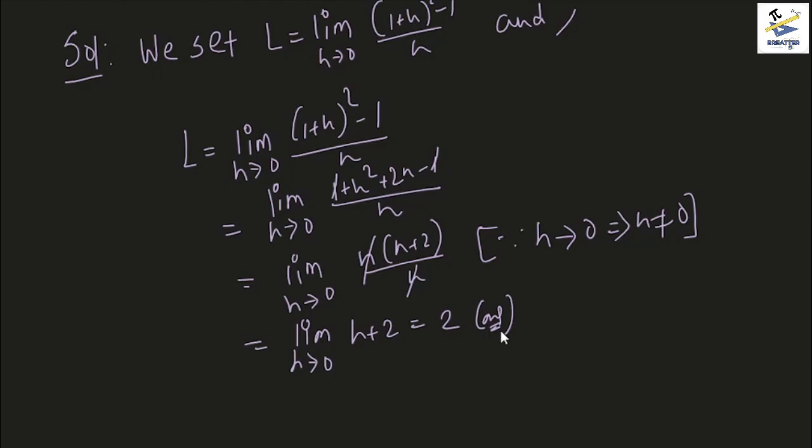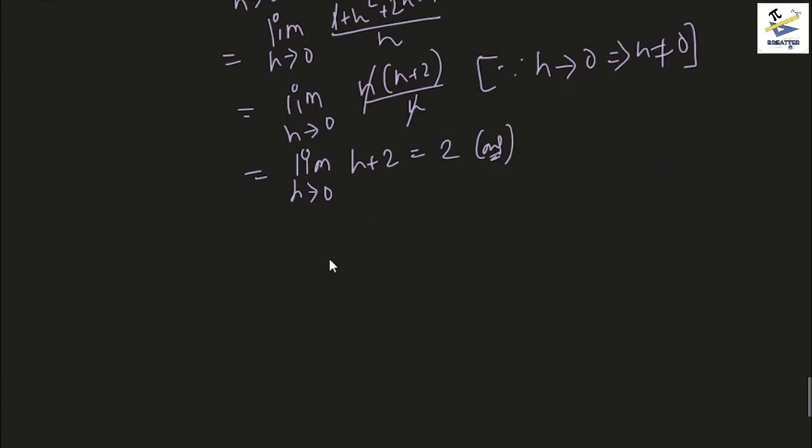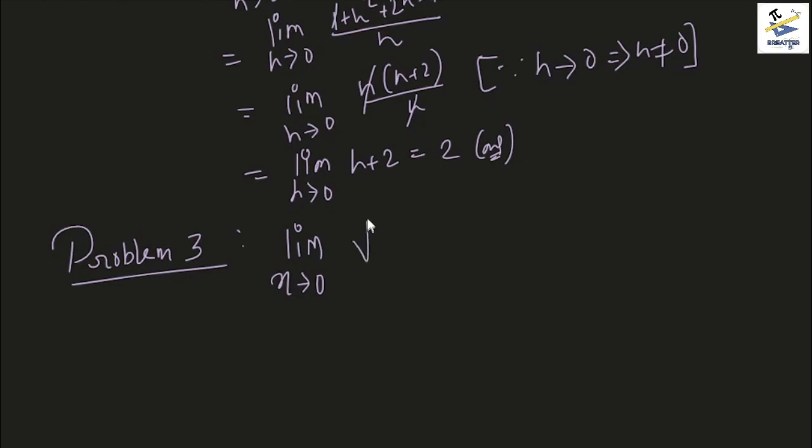Okay, so let's begin. Let's go. For the next problem we have limit x tends to 0, root over of x plus 2 minus root over of 2, divided by x.